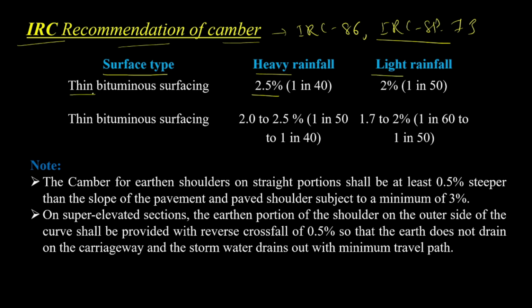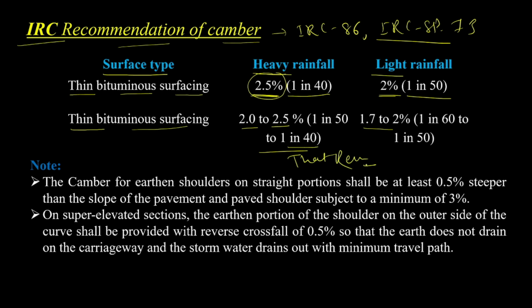So if our road is a thin bituminous surface type of road, and that road is constructed in a heavy rainfall area, then the camber should be 2.5%, meaning 1 in 40 ratio. And if that road is constructed in a light rainfall area, then it should be 2%, and in terms of ratio, 1 in 50. Now for the other surface type, it will be 2 to 2.5%, and the ratio will vary accordingly. And if it is in a light rainfall area, then 1.7 to 2%. These are the standards that you need to remember.